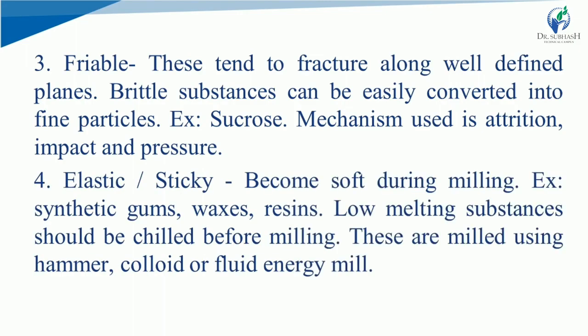Next is elastic or sticky, which become soft during milling. Example, synthetic gum, waxes, resin. Low melting substances should be chilled before milling. These are milled using hammer, colloid or fluid energy mill. You can use elastic or sticky material, but they become soft during the milling. So you need to be cautious about using elastic and sticky material. Here as an example it is given like synthetic gums, waxes, resins. You can perform size reduction of these things, but you have to be careful that it does not damage any milling equipment or milling part.